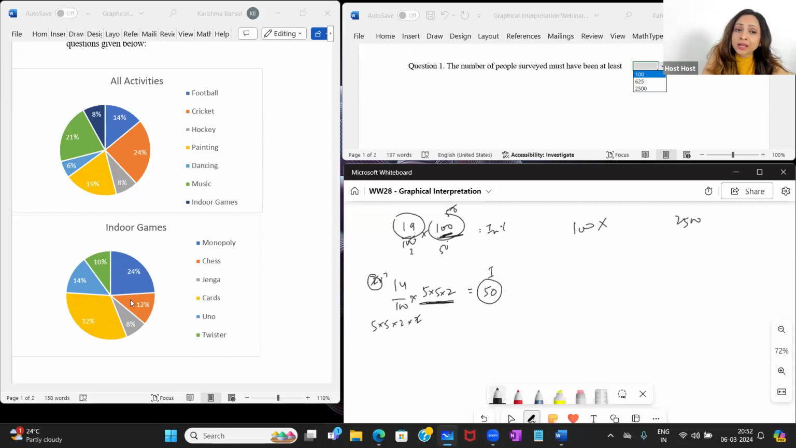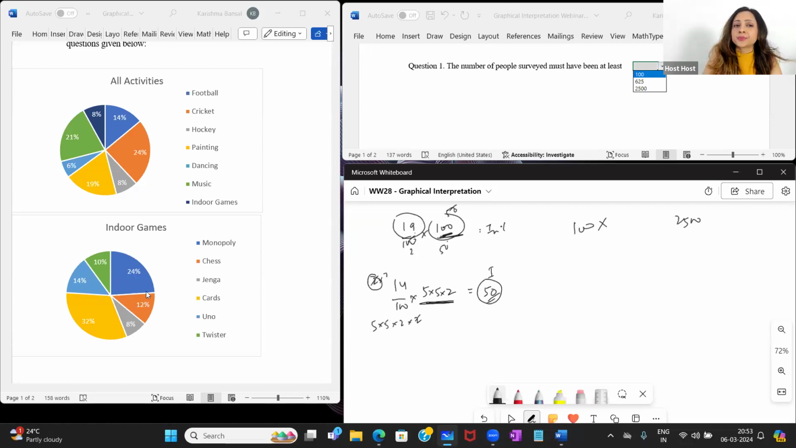Some values may have another 2. For example, 12% has two 2's. So you need something even smaller than 50. But you anyway need 50 for 14%. So that is your smallest that will work for this entire graph, right? Everything else is even as well. So each value has at least 1.